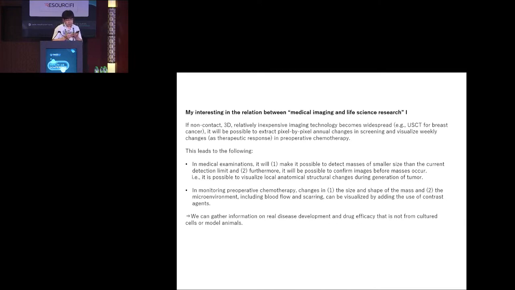And also, this follow-up in time history is very important in checking the control of the preoperative chemotherapy, for example, in breast cancer, because size or shape change of the mass, and also change of the microenvironment, including blood flow information or scarring or many information can be visualized by adding the use of the contrast agent. In this case, non-contact and 3D image are very important.